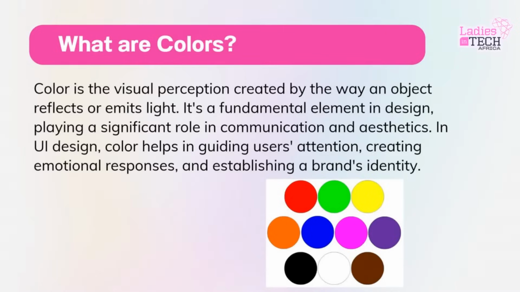And then it also communicates, because there's literally a psychology to colors. For example, when you see green, your mind goes to agriculture, your mind goes to plants, maybe something healthy too. So that's the way color communicates. And then in UI design, apart from communication and aesthetics, it also helps in guiding users' attention. We've talked about hierarchy, we've talked about contrast. This is where it comes into play.